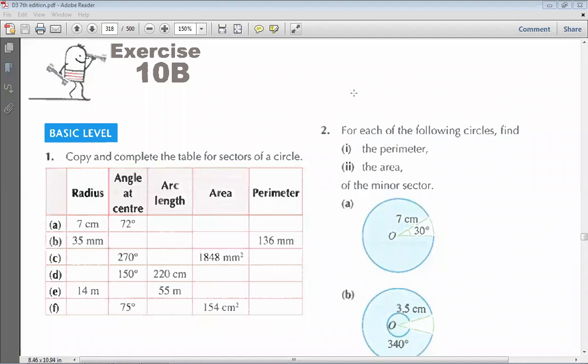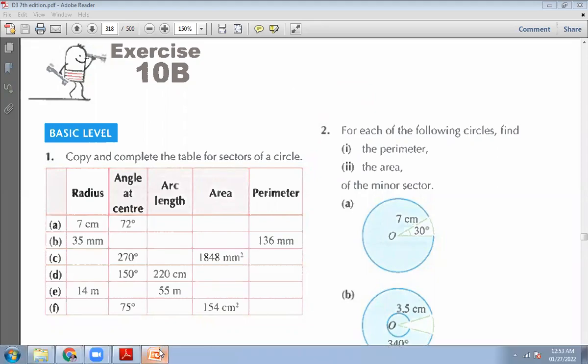So on your screen, the exercise 10B is showing up, and today we will be solving only the question number 1. And you can see that in question number 1A part, the radius is given 7 centimeter, the angle at the center by the sector is 72 degree. The arc length we have to find out, the area of the sector we have to find out, and the perimeter of the sector we have to find out. So let me show you how this is done.